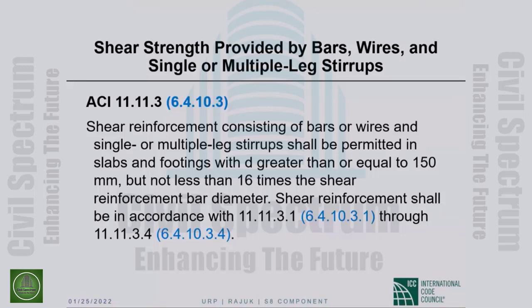Shear reinforcement consisting of bars or wires and single or multiple leg stirrups shall be permitted in slabs and footings with d greater than or equal to 150 millimeter, but not less than 16 times the shear reinforcement bar diameter. So if the slab is thinner than 16 times the shear reinforcement bar diameter, let us say bar diameter is 12, so 16 times 12 would be 192, I think. So if the slab thickness is less than 192 millimeters, you will not be able to use 12 millimeter diameter shear reinforcement in the slab. So this minimum thickness is kind of important. Shear reinforcement shall be in accordance with the relevant section.